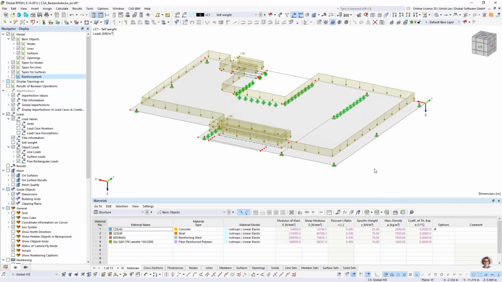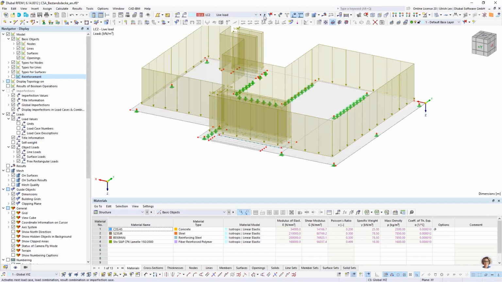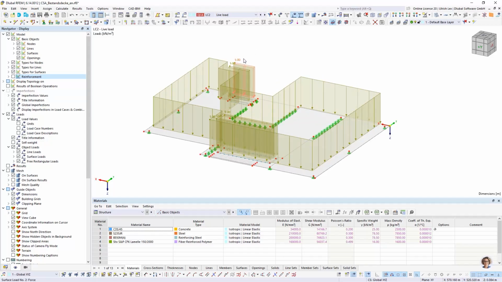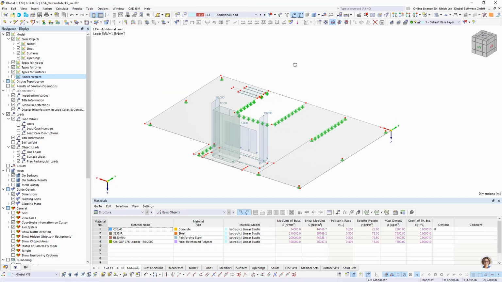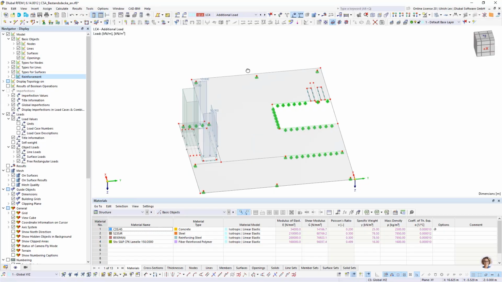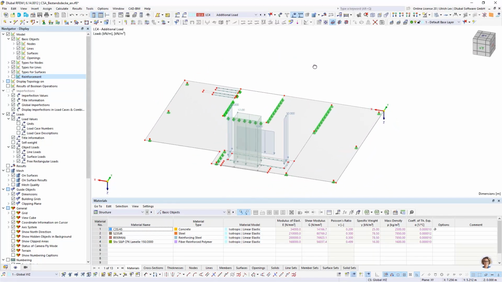There are only example loads. It's not anything from any code or something else. We have only self weight defined. It's a live load defined with 5 kilonewton per square meter in the old state and the same in the new state. And we have additionally loads here in the front in the new state.